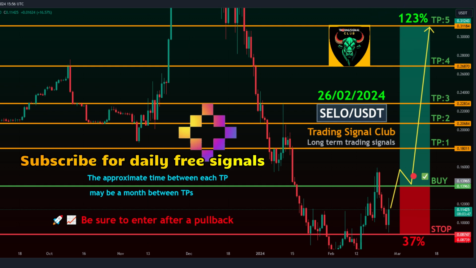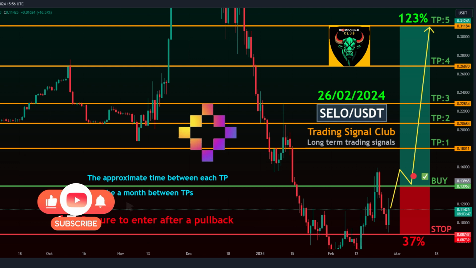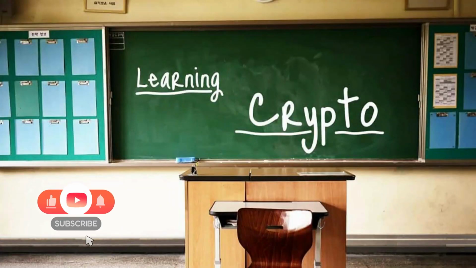Target 5, 0.31184. Stop loss. Stop level, 0.08747. Remember to move your stop loss to your entry or previous take profit level after reaching any take profit target. This helps protect your profits and limit losses in an unfavorable market. We recommend allocating 2 to 3% of your investment for spot trading to maximize participation while effectively managing risks.